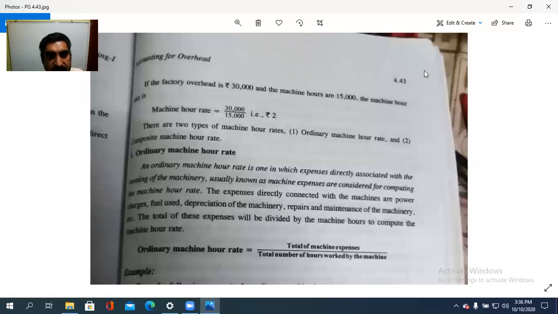If a factory's overhead is 30,000 and machine hours are 15,000, the machine hour rate is 30,000 by 15,000, that is rupees 2. There are two types of machine hour rate, ordinary machine hour rate and composite machine hour rate.